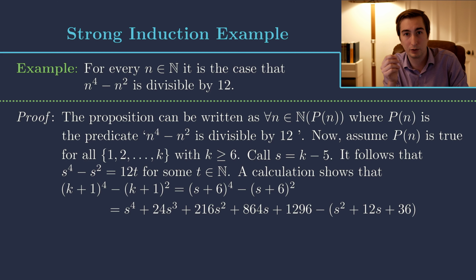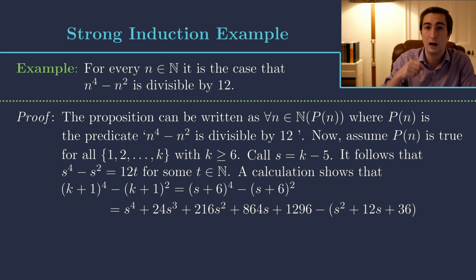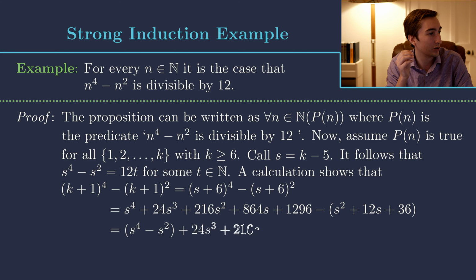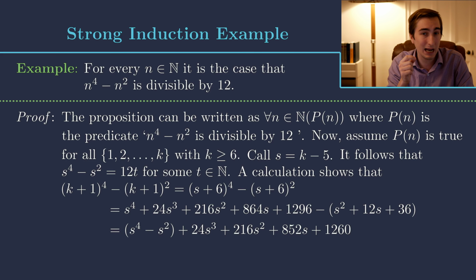But what's going to be useful now is we want to somehow use our assumption that p of n is true for all these values of 1 through k. So let's see if we can factor out a term that looks like s to the power of 4 minus s squared. So doing that, we get an expression like this, and we automatically can say that s to the power of 4 minus s squared is divisible by 12, because that's part of our assumption.